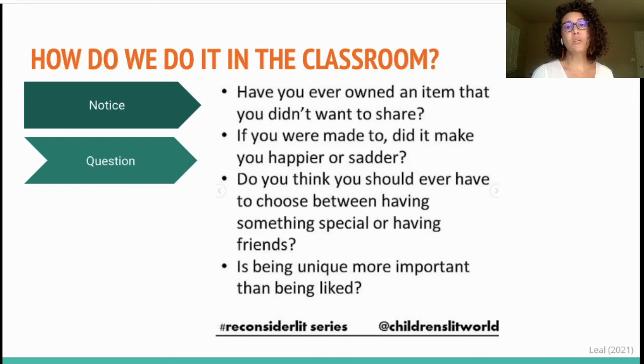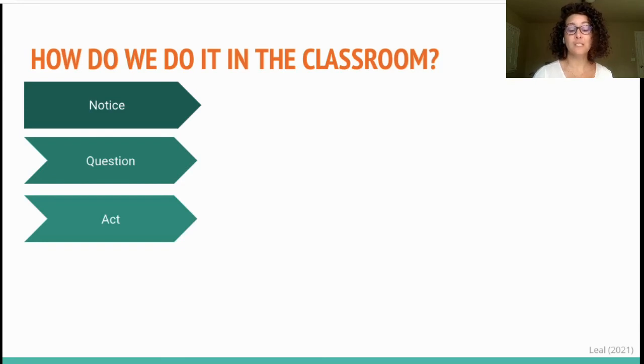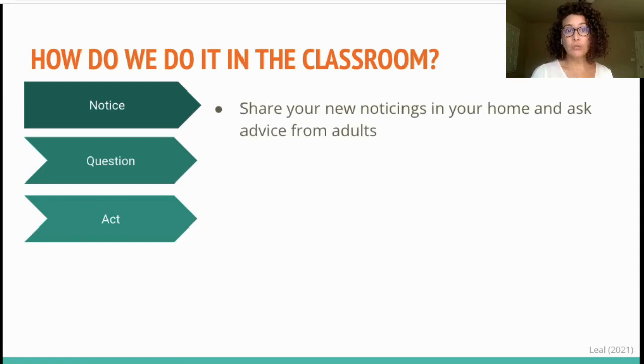Notice that these questions actually might be in conflict. These hidden messages might be in conflict with certain family and cultural backgrounds. We have families that will value sharing above all else, and we will have families that value individuality, independence, and ownership. And so being aware of how the children come with these values to the classroom is really important because it will help us understand when they start suggesting actions. So one of the things that we can encourage the students to do, or see if they come up with, is to share these new notices in their home and ask advice from adults.